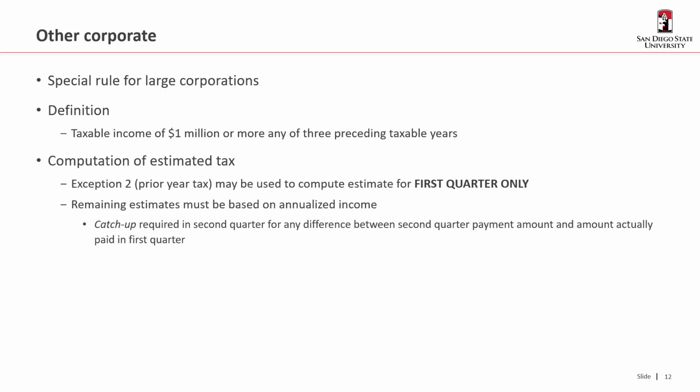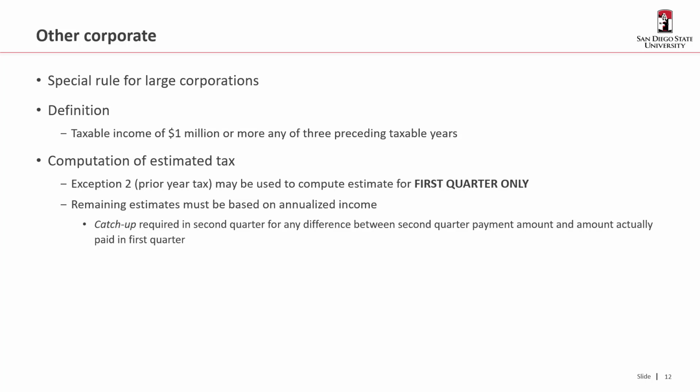So large corporations are defined as those that have taxable income of $1 million or more in any of the 3 preceding taxable years. So if that's the case, you are a large corporation for purposes of estimated taxes. It's amazing how there's 1,000 different definitions of what it is to be a small corporation versus a large corporation.